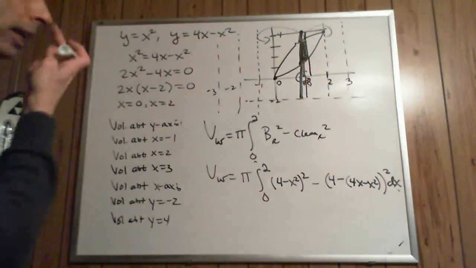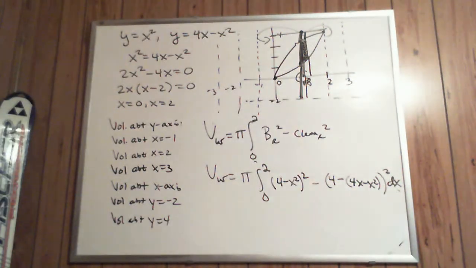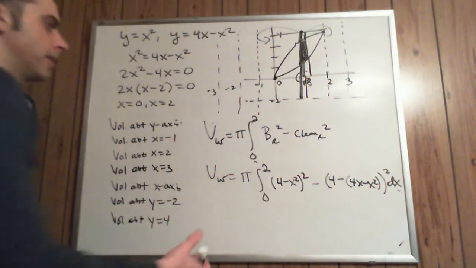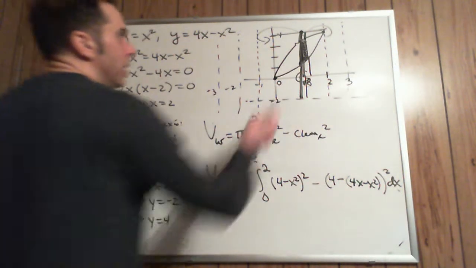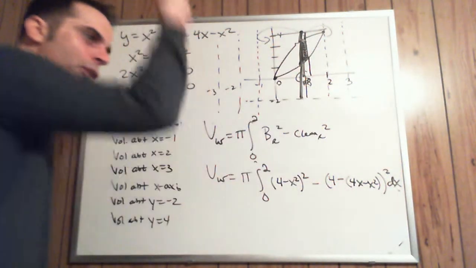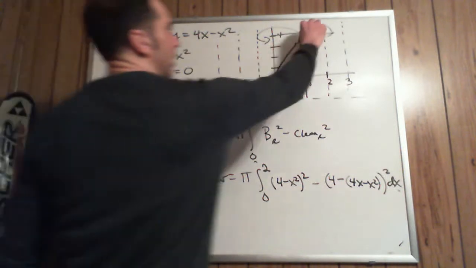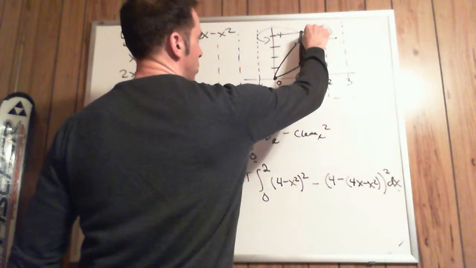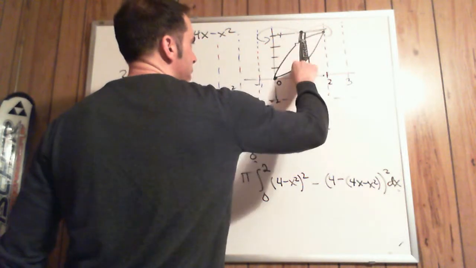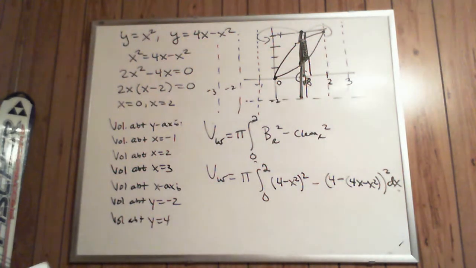And how would you clean that up? You'd have to distribute that through and then clean it up, square it, and then square this and combine like terms. But the clear piece here is, again, any vertical distance is top minus bottom. So the length of the clear piece is top minus bottom, 4 minus 4x minus x squared. The length of the big piece is 4 minus x squared. Of course, we have to square it.